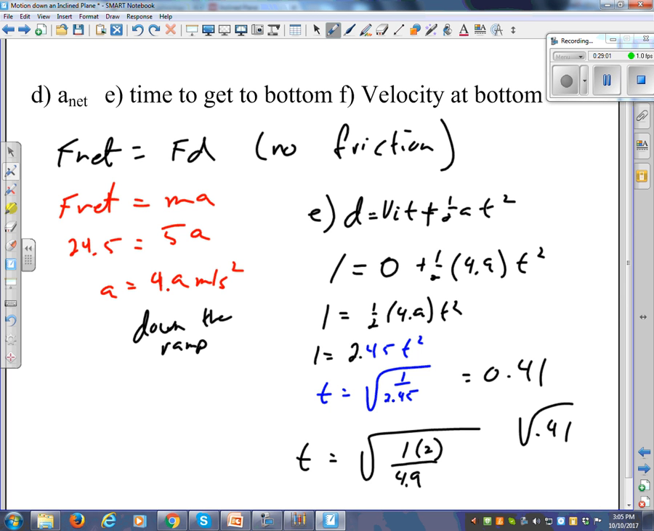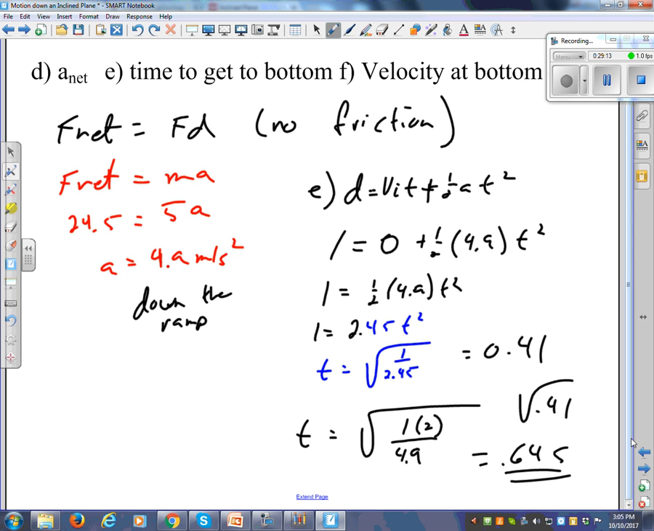I get 0.64. By the way, if you took the square root of 2 over 4.9, you get the same thing. You're going to have to be able to do that mental manipulation at some point. What's behind the 4? 0.64 seconds.